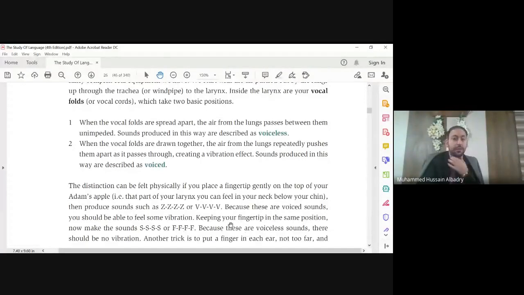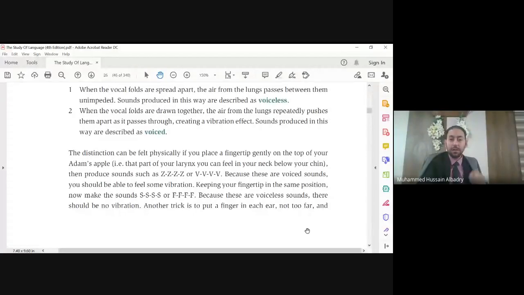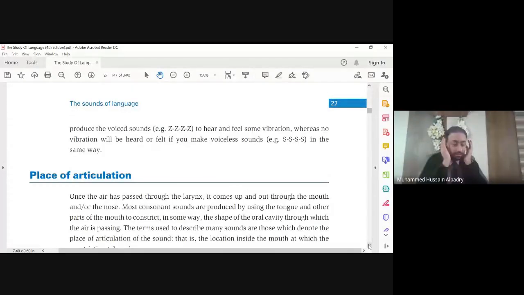Keep your fingertip on your throat, and test it. Another trick is to put a finger in each ear. Good. This is vibration. Now you hear the vocal cords. You hear what is inside. Your inside is talking.